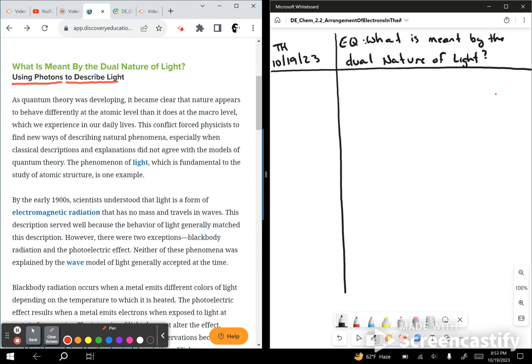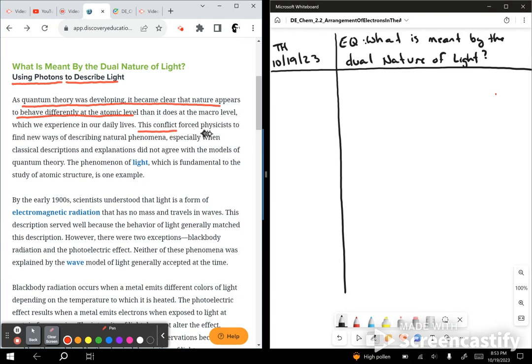So if we look over here at our text, the subtitle here, using photons to describe light. Quickly it became apparent that the models that science had been using to explain the world on a large scale level, Newtonian physics, that kind of thing, were not adequate when it came to explaining things at the atomic level. As it says here, as quantum theory was developing, it became clear that nature appears to behave differently at the atomic level. Okay, this was kind of a source of conflict.